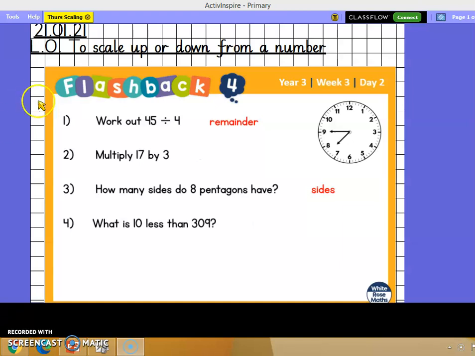Let's have a look. Today, can you put the date, 21st of the 1st, 21, in your book, and the learning objective for today: learning to scale up or down from a number. When you are ready, have a go at the Flashback 4, quick reminders of previous skills that you've done. Do numbers 1 to 4 and don't forget to have a go at the clock. Pause the video. When you're ready, press play again and we'll look at the answers.